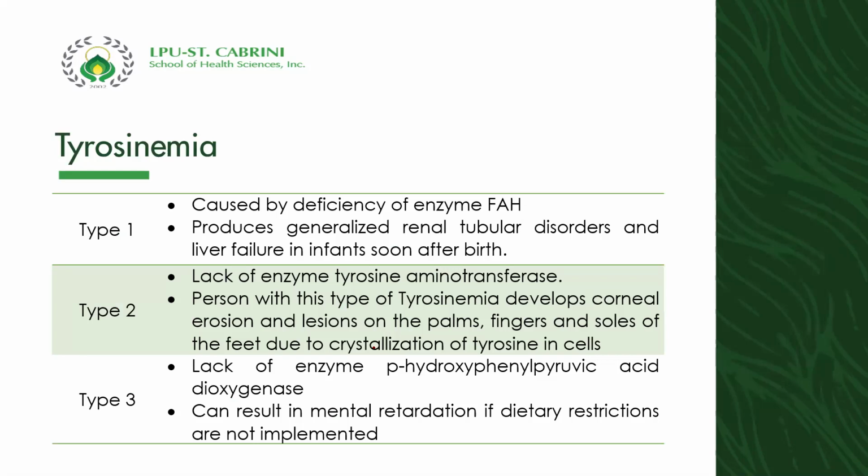All right. We also have here your tyrosine. This is just a recall of our discussion in AUBF. Okay, so we have type 1, type 2, and type 3. Type 1 is caused by the deficiency of enzyme FAH. When we said FAH, that is your fumarylacetoacetate hydrolase. No? Produces generalized renal tubular disorder and renal failure, liver failure in infants soon after birth. Type 2 naman, lack of the enzyme tyrosine aminotransferase, while type 3, lack of enzyme para-hydroxyphenylpyruvic acid dioxygenase.